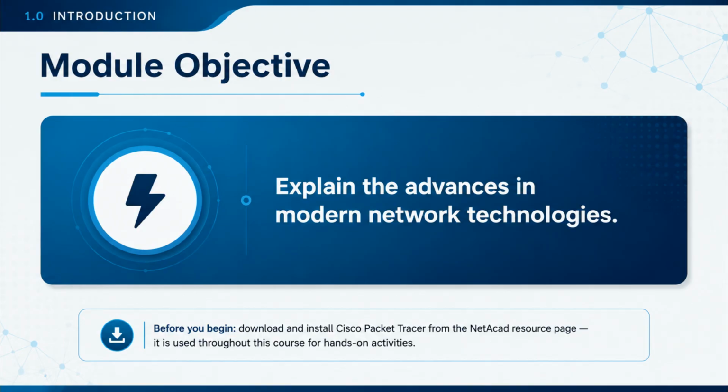Explain the advances in modern network technologies. Read it out loud, then tell them not to stress about it. This module is the big picture tour before we get into addressing, cabling, and configuration later. Remind them to grab Packet Tracer from the Narrated resource link before next class if they have not already.